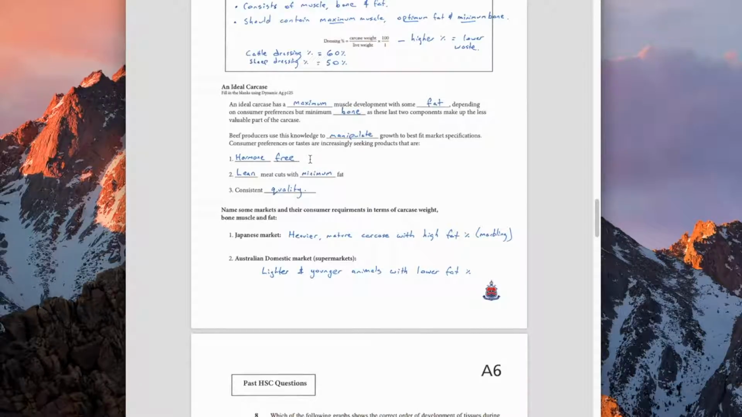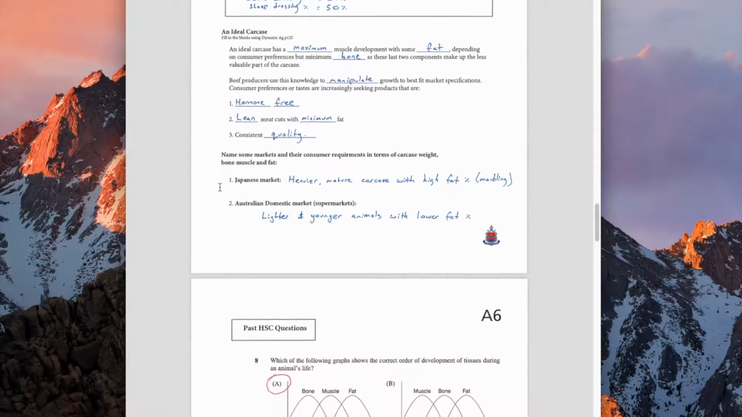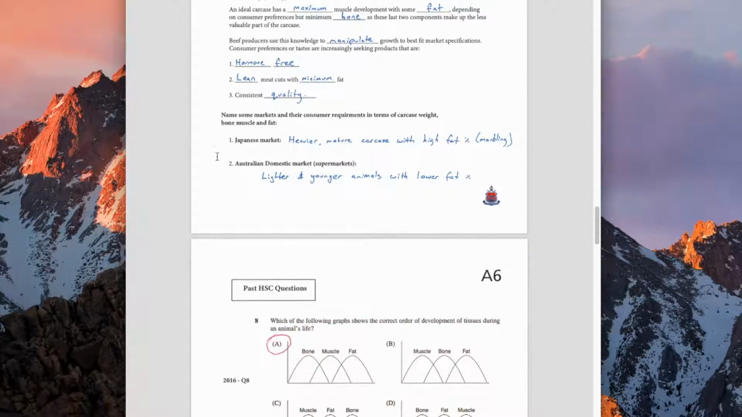Hormone growth promotants is something we'll look at shortly in another dot point. Consumers are after lean meat cuts with minimum fat and ones with consistent quality. And so this is just something you should definitely remember, these two here, because you might get asked about these. Name some markets and their consumer requirements in terms of carcass weight, bone, muscle, and fat.